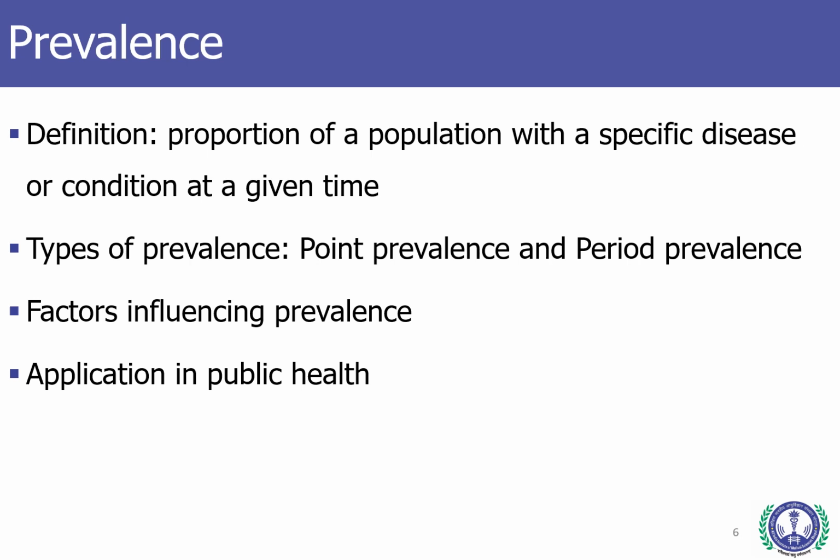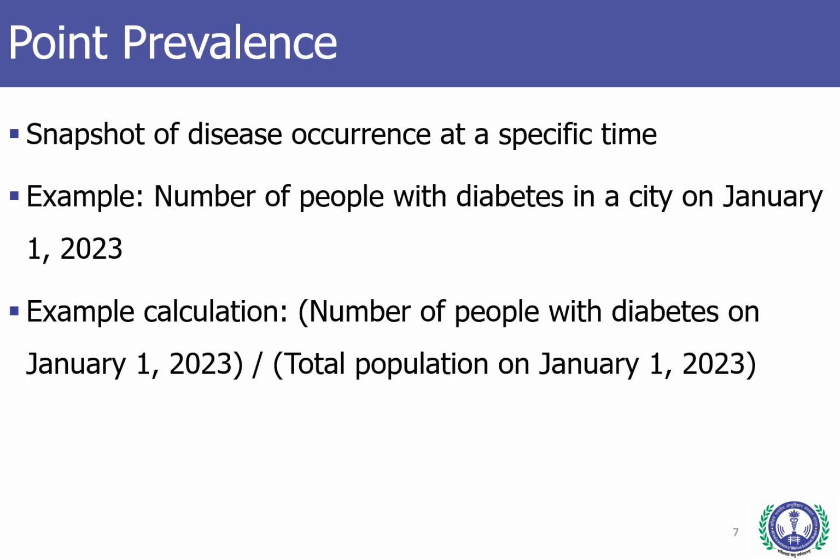Prevalence is the proportion of population with a specific disease or condition at a given time. It helps us understand the overall disease burden and identify high-risk groups. There are two types of prevalence. One is point prevalence and another is period prevalence. Point prevalence provides a snapshot of disease occurrence at a specific time.